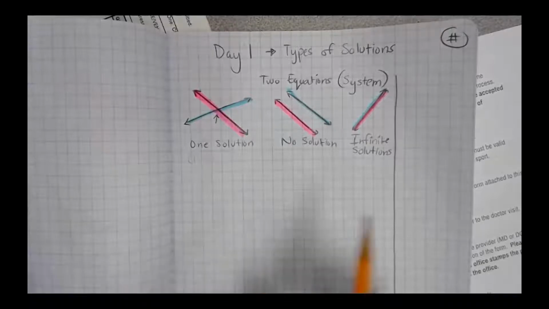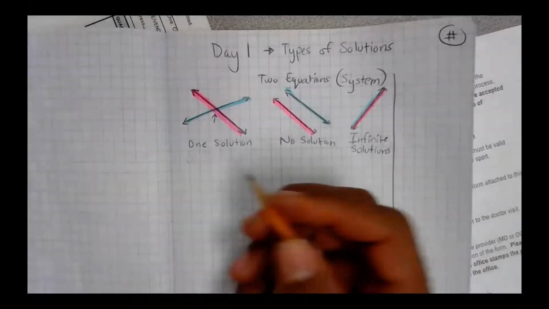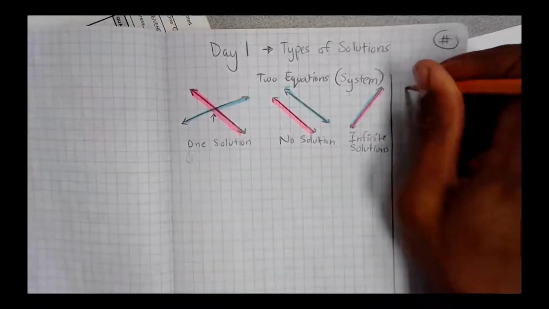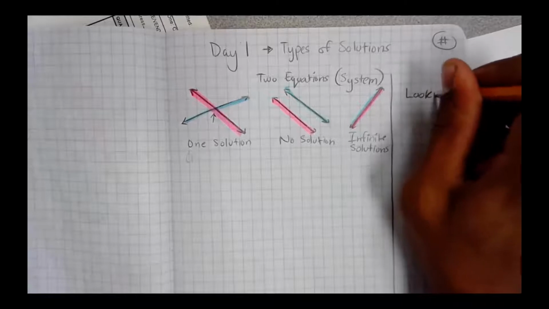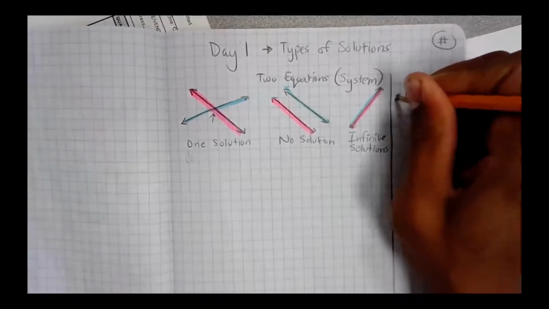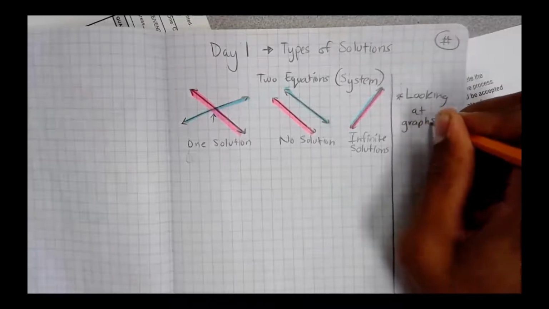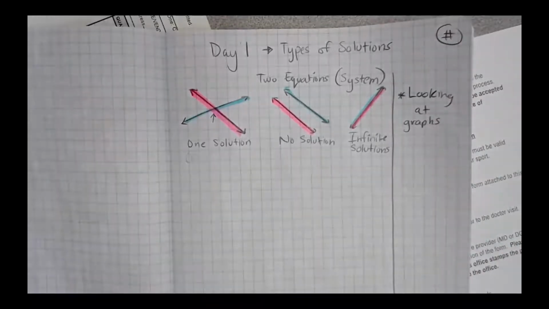Okay, so this is if you're just looking at a graph. If we give you a graph, boom, you can see it right away, right? But what if you just have an equation? Then that's what the worksheet is about today. All right, so we're going to go over some examples, looking at graphs. And then we'll go over some examples of how to figure this out with equations, okay?